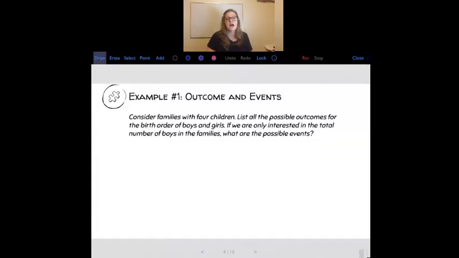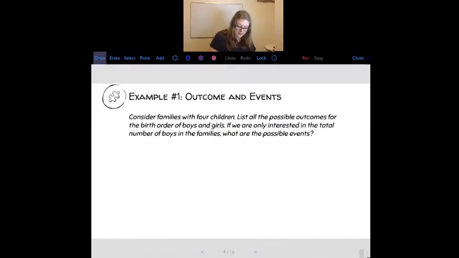Okay, so example 1, outcomes and events. Consider a family with 4 children. List all possible outcomes for the birth order of boys and girls. If we are only interested in the total number of boys in the family, what are the possible events? So for this problem, we need to list out all possible outcomes. Typically when I do this, I have some sort of order going on, but I would start with boys or girls and then go from there.